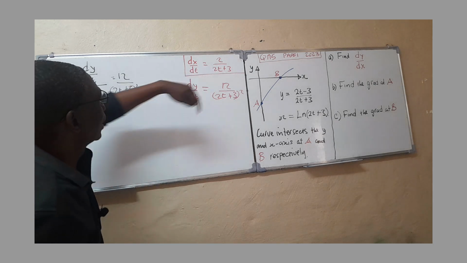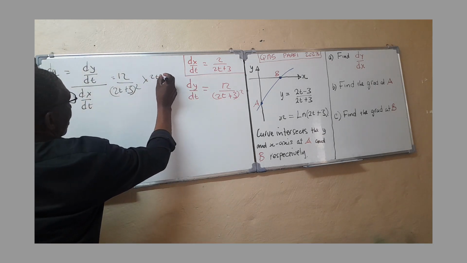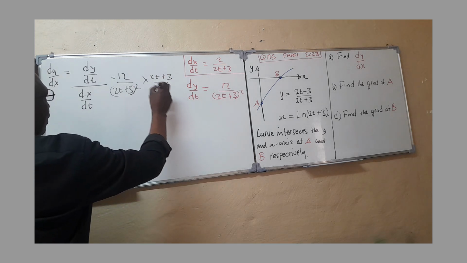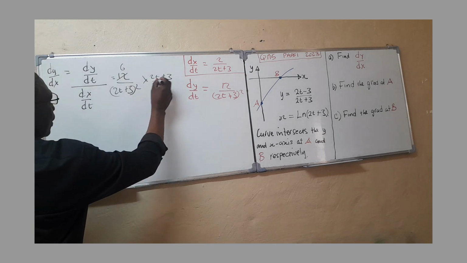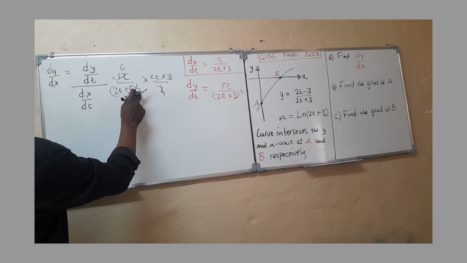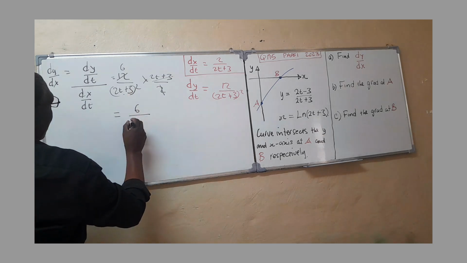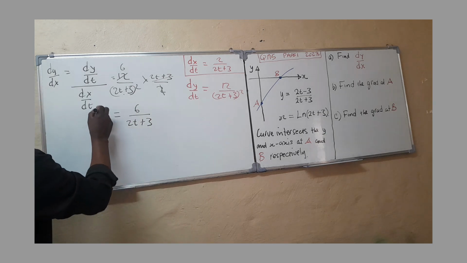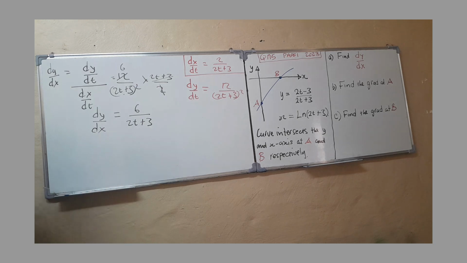We are dividing by that, so we turn it upside down. It becomes 2t plus 3 on top and 2 there. Cancelling, we have that. We get our 6. This cancels with that and reduces the power to 1. So finally, we have 6 over 2t plus 3. That is our dy/dx. There's your dy/dx.